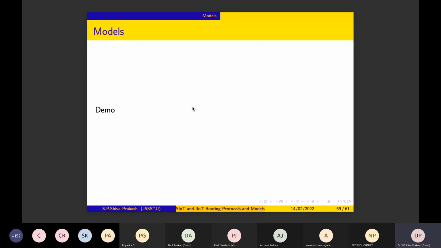Now, to understand this in a better way, especially for SIoT based applications, I have a small demo of a simulator. I'll just go through that, I'll start presenting it, and then we'll come back to the slides again.